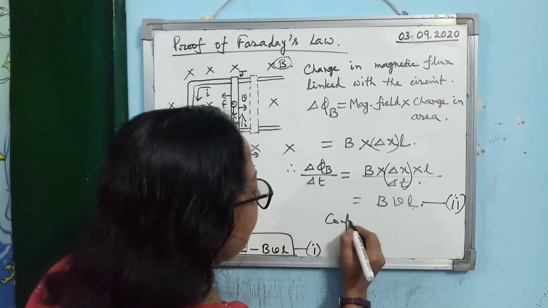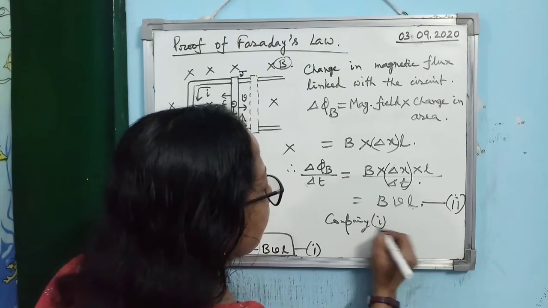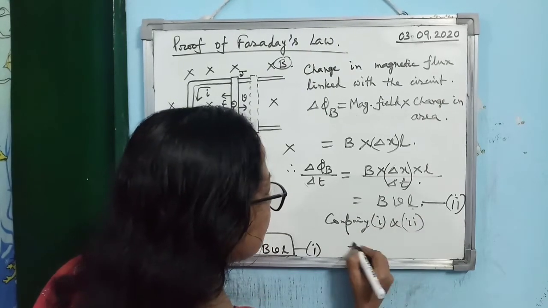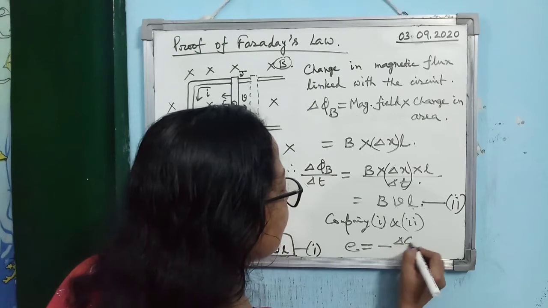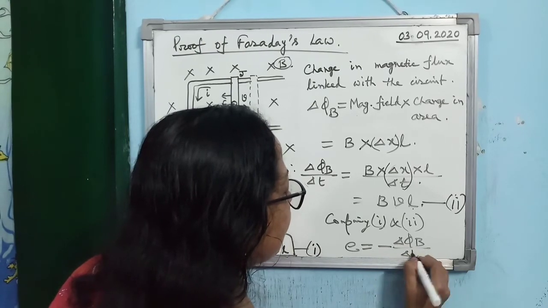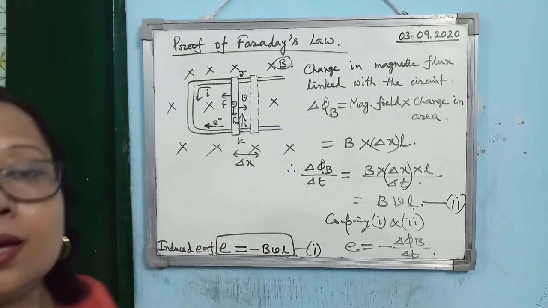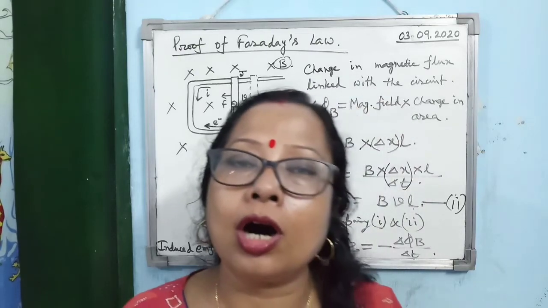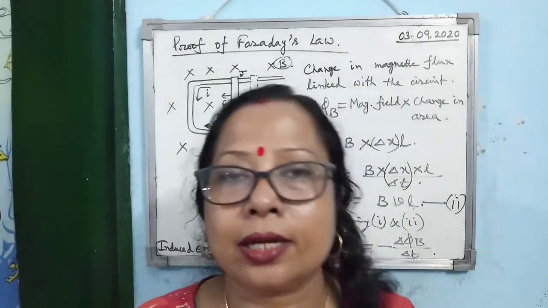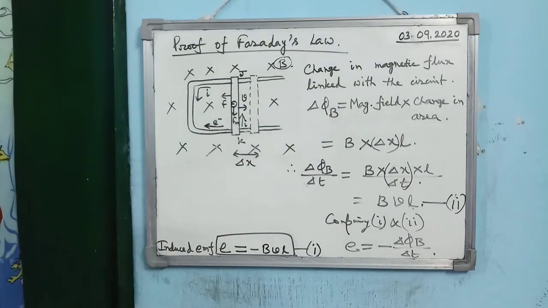So comparing 1 and 2, what can you write? That the induced EMF is equal to minus delta phi B by delta t, which is Faraday's law of electromagnetic induction. So this is the way one can prove Faraday's law of electromagnetic induction.